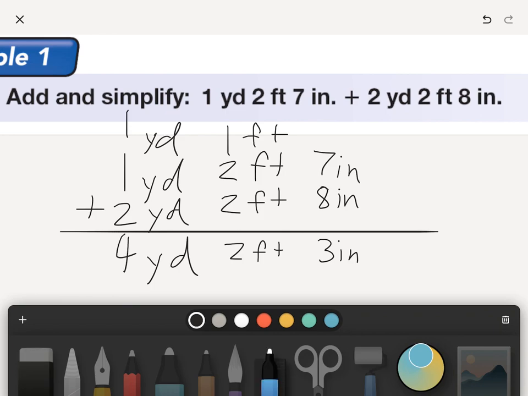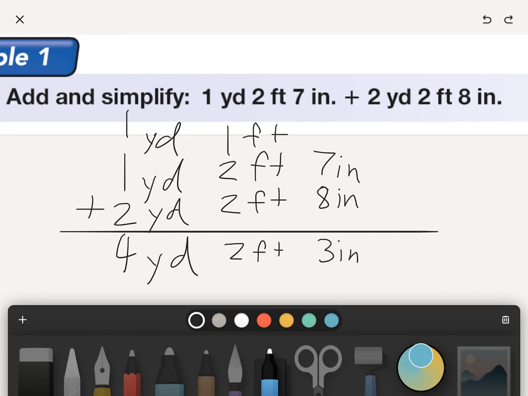Yeah, the top. I don't really get it. Right. Well, it's a little strange the first time we see it, but essentially, going over the next unit. So we're working in yards, feet, and inches.